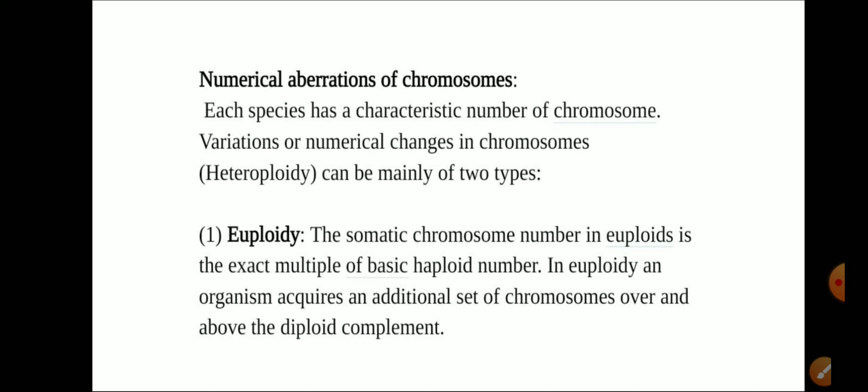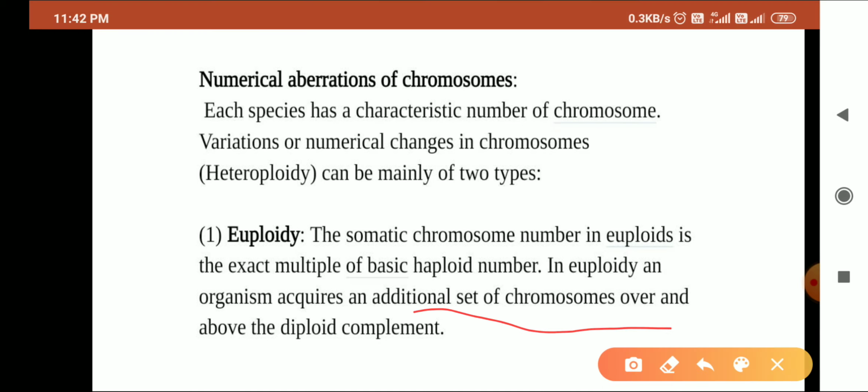Euploidy means the somatic chromosome number, that is euploid, is an exact multiple of the basic haploid number in an organism. In euploidy, an organism acquires an additional set of chromosomes over and above the diploid complement. That is said to be euploidy.